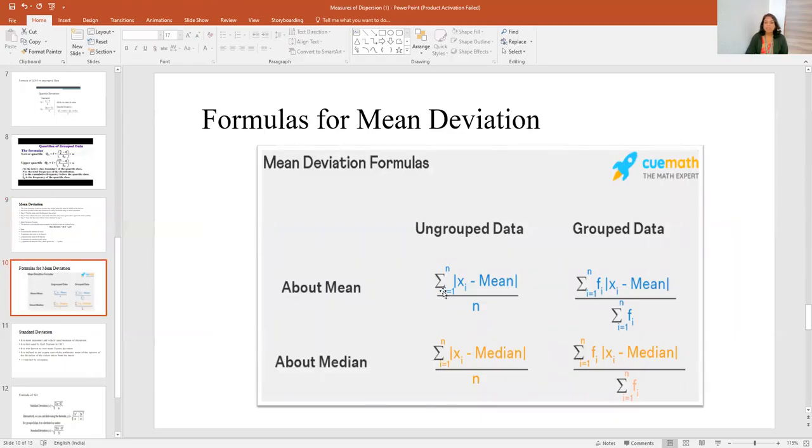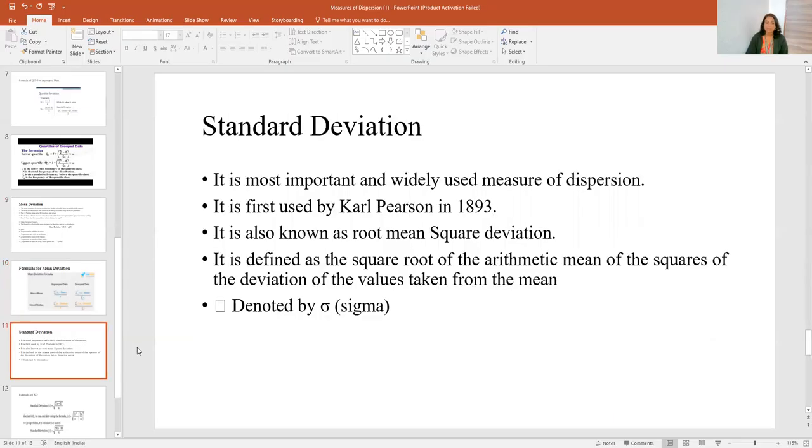For ungrouped data, it is summation of mod of x minus mean divided by n. This symbol is known as mod. In mean deviation, the mod symbol means that if we get x minus mean as minus 5, we will not consider the minus here. It will be considered as 5 itself. And for grouped data, only this should be multiplied by the frequency. So here it will be x minus mean divided by n, and for grouped data, if there is a frequency, it will be multiplied by the frequency.